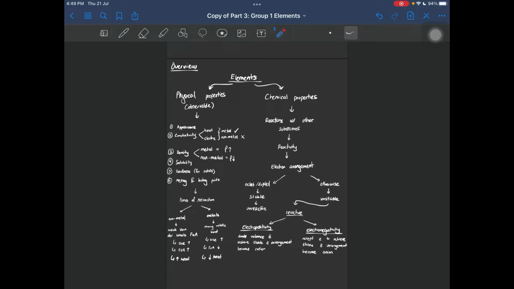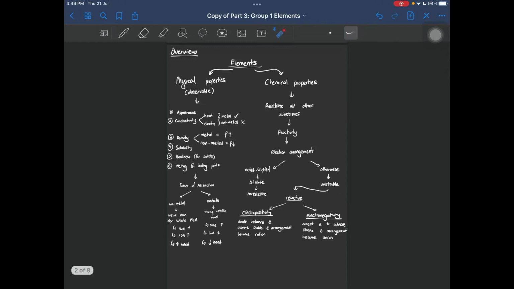So in this part, we're going to learn about group 1 elements, and we're going to learn about the physical properties and also the chemical properties. In terms of physical properties, we're going to learn about the appearance, conductivity, density, solubility, and hardness, as well as the melting and boiling point for group 1 elements. And for chemical properties, we're going to learn about the reaction of group 1 elements with other substances. Specifically, we're going to focus on the reaction between group 1 elements with water, oxygen, and also group 7 elements, which is also known as halogens.